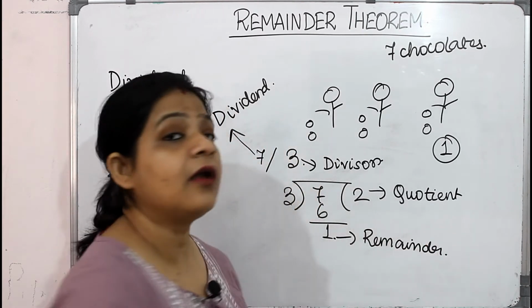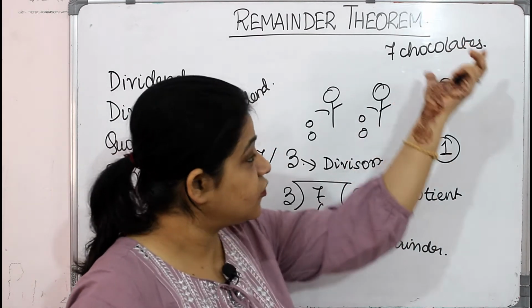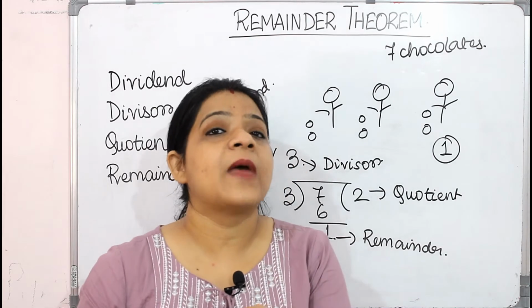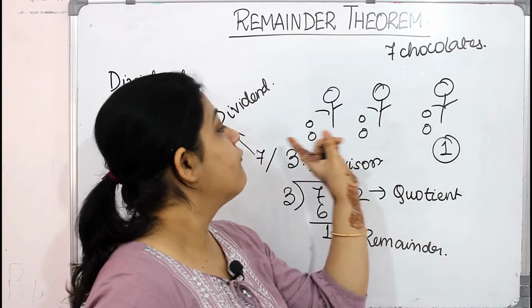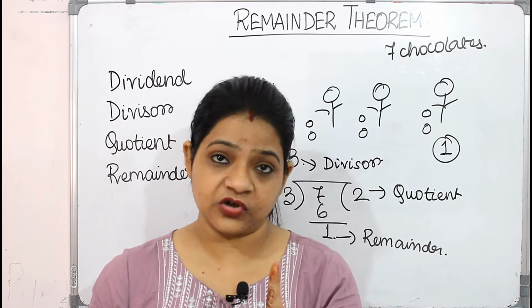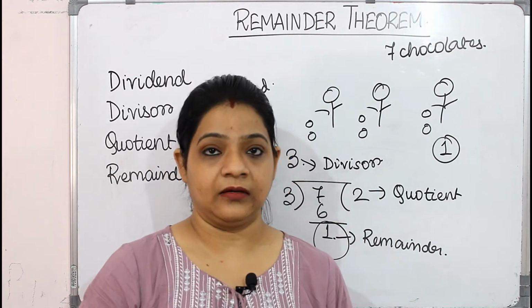So remainder means the remaining part. You are distributing 7 chocolates among 3 babies. Each baby gets 2 chocolates, and you are left with 1 chocolate. So that is the significance of the remainder.